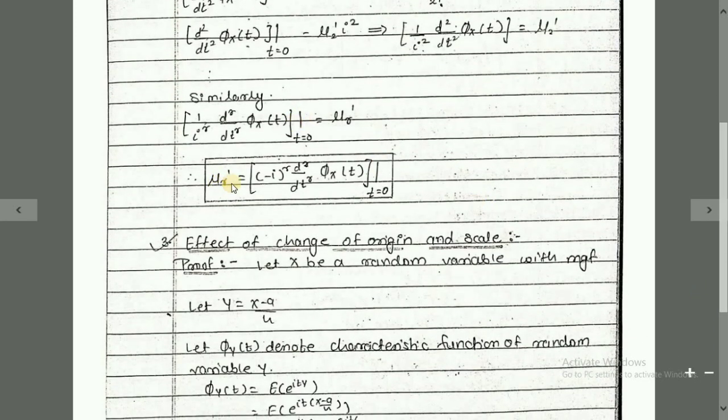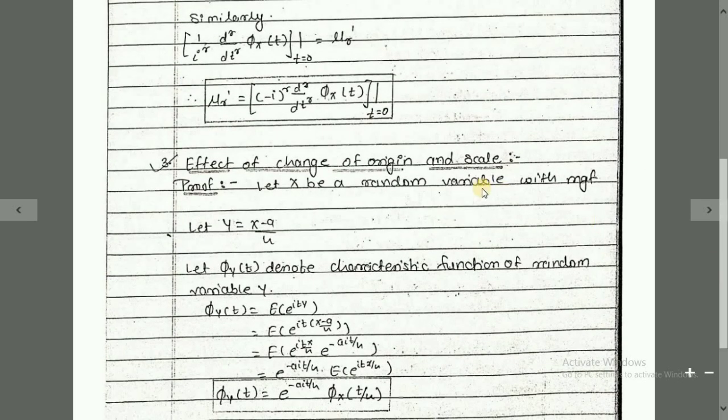Similarly we will get mu r prime is equal to 1 upon i raised to r. It's the same as minus i raised to r d raised to r upon dt raised to r of phi X of t at t is equal to 0. Mu r prime is equal to minus i raised to r and the rth order derivative of phi X of t at t is equal to 0. And third property is the effect of change of origin and scale.